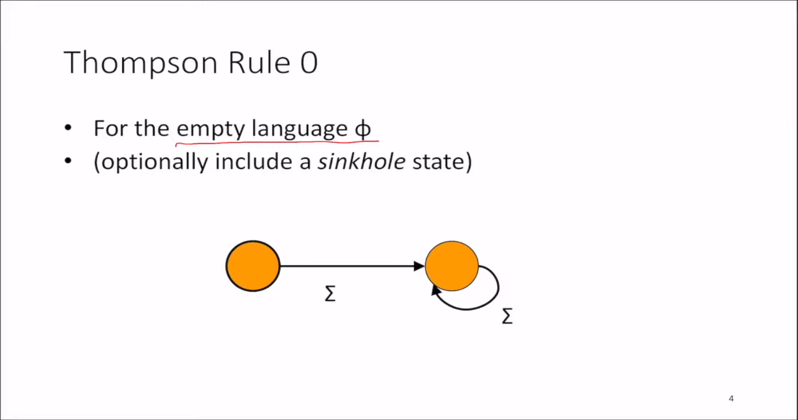We optionally include a sinkhole state. A sinkhole state is just a state here. This state over here would be called a sinkhole state because every symbol in the alphabet goes there and it keeps accepting stuff. And the important thing is that this state is not a final state, right? So it just keeps reading input strings. You can think of it as a sort of garbage collection state. It just collects all the characters and doesn't accept any string at all.